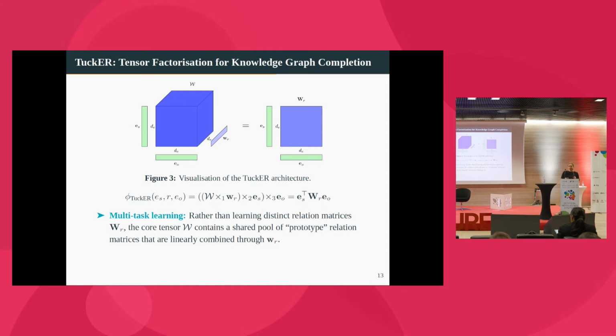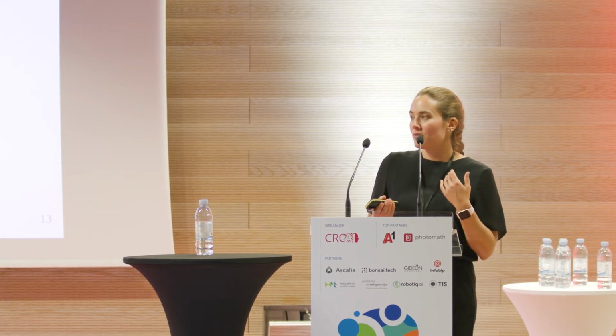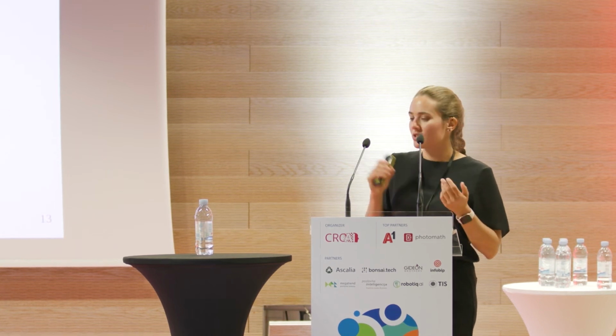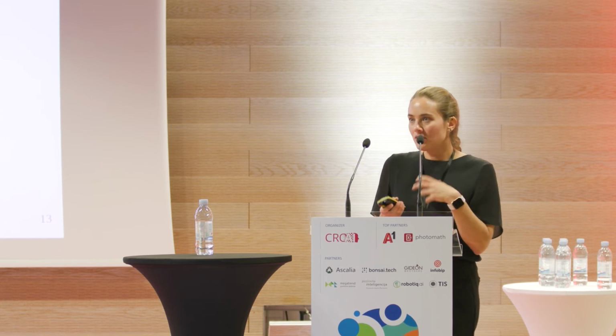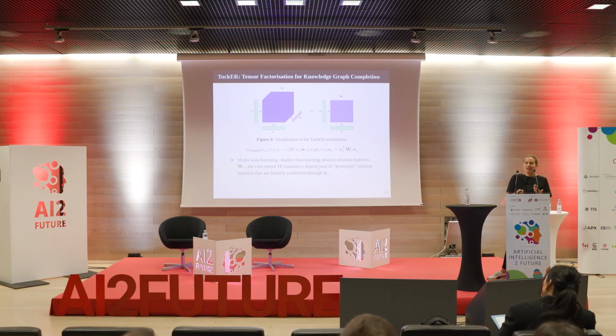So essentially, by having this core tensor, rather than learning distinct relation-specific matrices, like with RESCAL or ComplEx, you can think of the core tensor as containing a shared pool of prototype relation matrices that then get linearly combined using the parameters in the relation-specific vector to get this matrix on the right. By doing that, we essentially achieve multitask learning across various entities and relations. So in some cases where we don't have a lot of data per relation, the parameters for that relation might get learned better using these shared parameters in the core tensor.